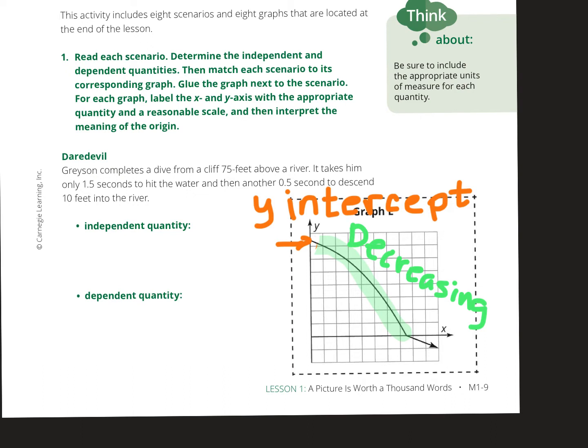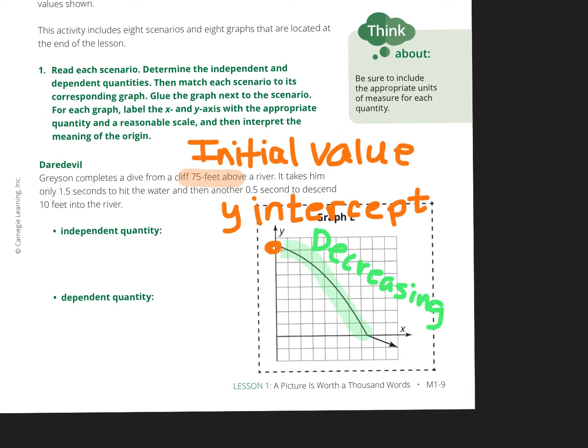And what does this aspect of the graph represent in real life? Well, it represents the fact that Grayson was 75 feet above the river before he actually jumped. So he hasn't actually jumped yet, right? So another term we use for this is the initial value, okay? These two things mean exactly the same thing. Initial value is just a way of saying this is where he started before anything has actually happened. He's 75 feet above the river before he actually jumps. So no time has actually passed yet.